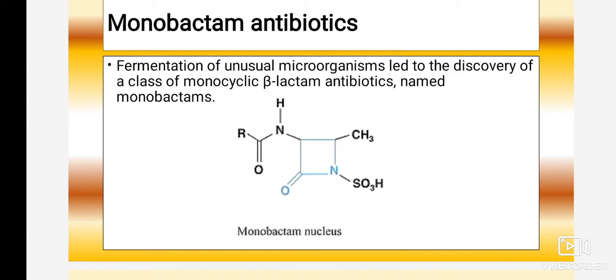In comparison with other antibiotics, penicillin also contains a beta lactam ring, but there is a fusion of the beta lactam ring with a 5-member thiazolidine ring. In cephalosporin there is a fusion of the beta lactam ring with a hydrothiazine ring, which is a 6-member ring. So penicillin and cephalosporin are both bicyclic beta lactam antibiotics. This is the major difference: monobactam is a monocyclic beta lactam antibiotic.